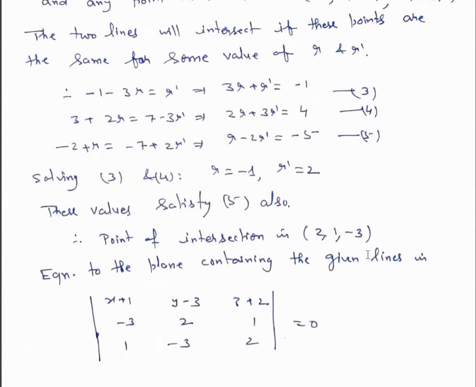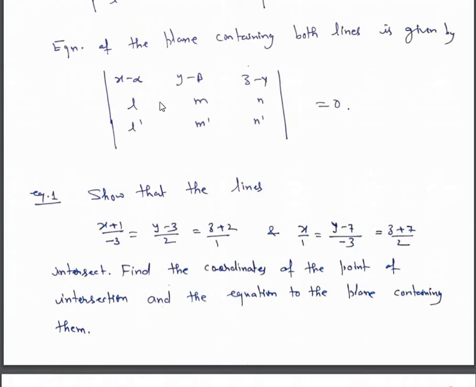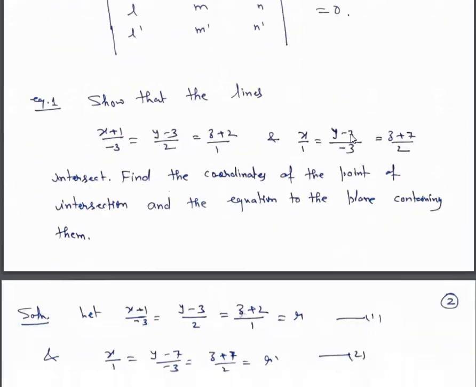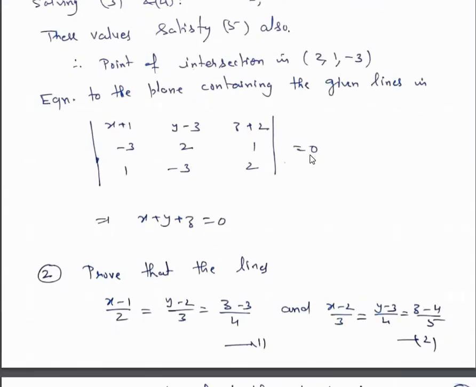And to find the plane which contains these two lines, we make use of this formula. Determinant of x minus alpha, y minus beta, z minus gamma, L M N, L dash M dash N dash is equal to 0. So in the first row we shall have x plus 1, y minus 3, z plus 2. In the second row we shall have minus 3, 2, 1, and in the third row 1, minus 3, 2 is equal to 0. And if you simplify it, we get x plus y plus z is equal to 0.